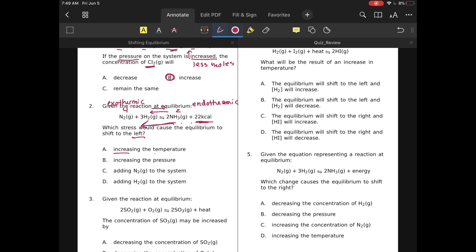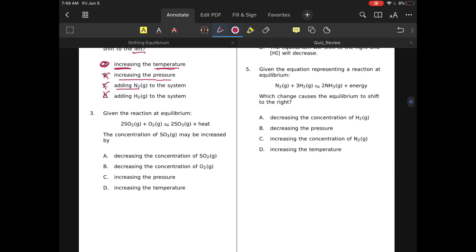Okay, if I increase the temperature, it favors the endothermic reaction because the endothermic reaction uses or requires heat energy. So that's my answer. Let's just check the other ones. If I increase the pressure, it'll favor the side of the reaction with less moles. So that's wrong because the right side of the equation has less moles. If I add more N2, if I add more reactant, it will shift to the right towards the products, so no. And if I add H2, same thing. It would shift it to the right, and that's a no. So once again, increasing the temperature will favor the endothermic reaction, which in this case is the reverse reaction.